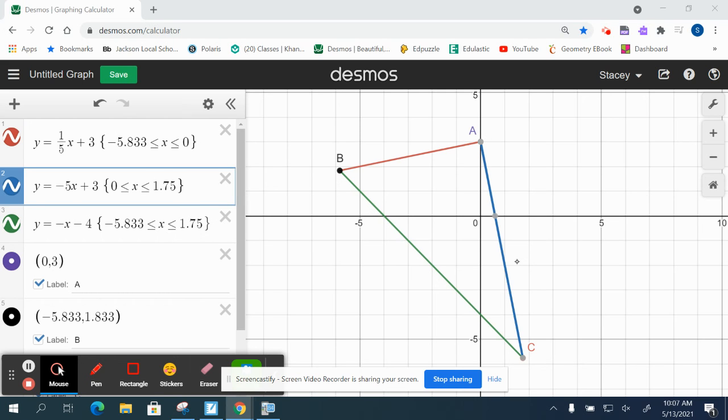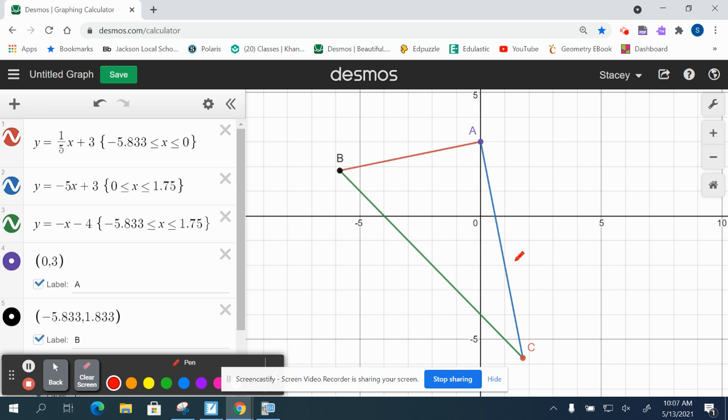Hi everyone, I'm going to walk you through part 2 for your project because I know a lot of people have a hard time with this section. This is probably the hardest section.